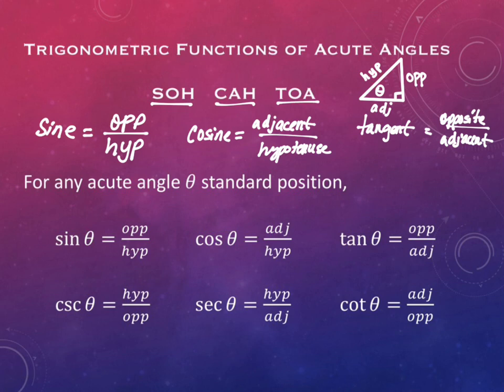And they're just reciprocals. So this one's opposite over hypotenuse, so the cosecant is hypotenuse over opposite. And as we go, you see the same thing for secant. It's hypotenuse over adjacent. And then cotangent is adjacent over opposite. All of this has to reference an angle. If it doesn't have an angle, it doesn't mean anything.